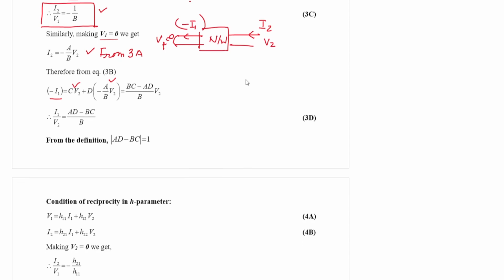So from the definition, if you consider I1 by V2 is equal to I2 by V1, it immediately follows that the magnitude of AD minus BC should be equal to 1. So if you solve any ABCD parameter problem and you find this condition, then you can directly say that the network is a reciprocal network.